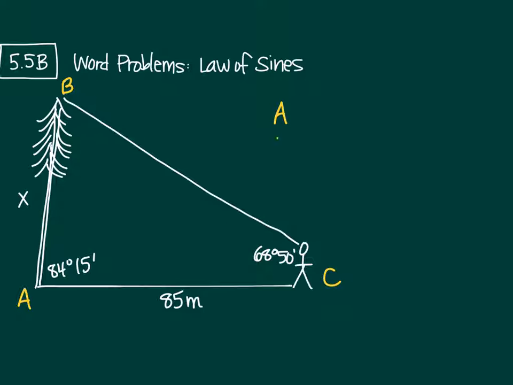So we've got A, B, and C set up, paired up against A, B, and C. So we've assigned corner A to be the 84 degrees 15 minutes. And we've assigned corner C to be the 68 degrees 50 minutes. Where do I put the 85? Side B, I think. 85 meters, and that's true, that is across from corner B.